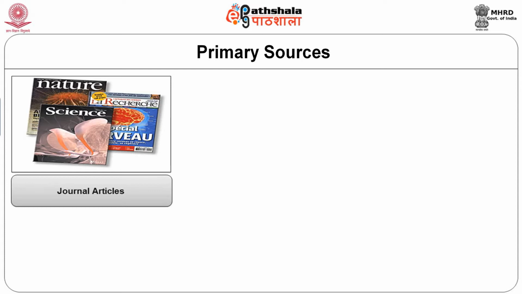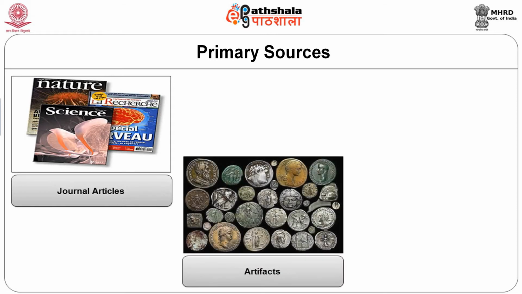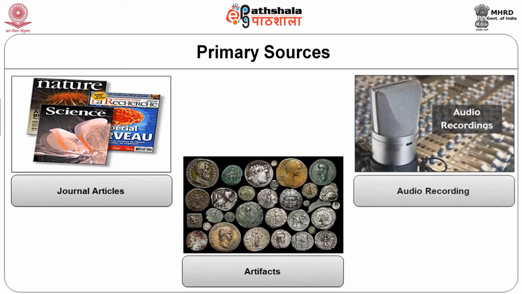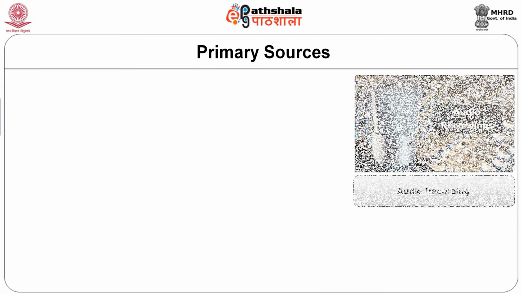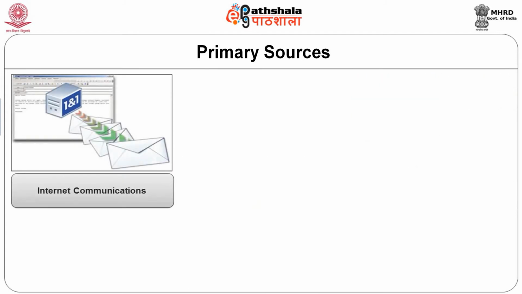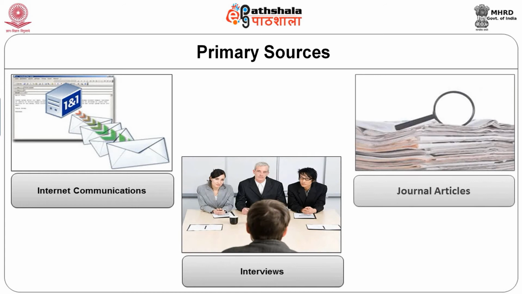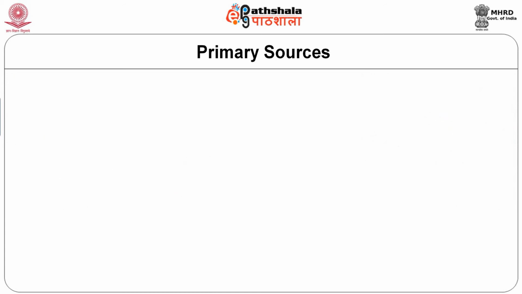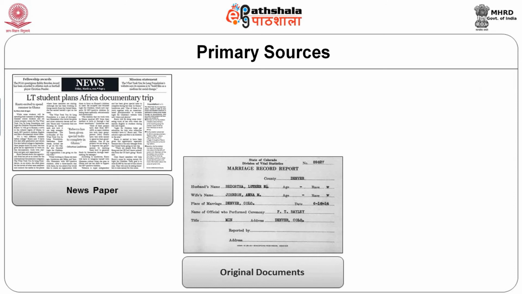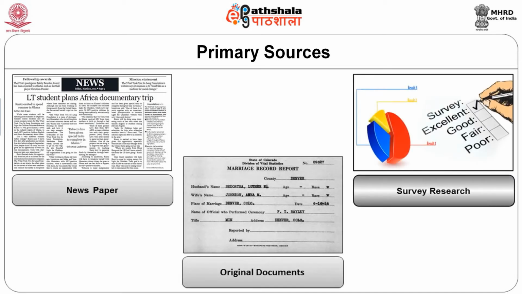They are usually the first formal appearance of information, either in physical or print or electronic format, and in this case we call it web format. Some examples are journal articles, artifacts like coins, audio recordings like radio programs, internet communications, email, listservs, interviews, newspaper articles, or proceedings of meetings, survey research, and many such things come under the category of primary sources.